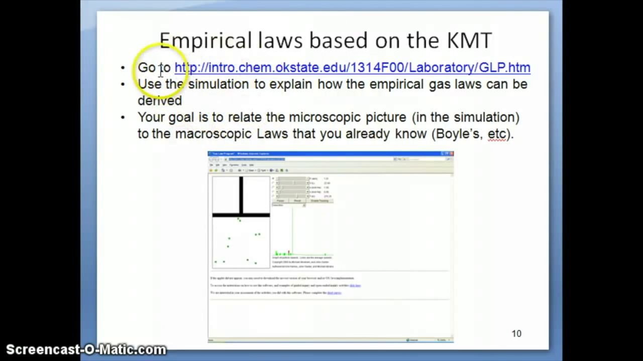Okay, so the particular simulation I want you to try to understand is available from this website from Oklahoma State. You can go there and play with it yourself using your own computer. I'll go through in the video and run through a couple of the setups for the simulation so you can actually see how it's done. The goal here is to use the simulation to explain how we get the empirical gas laws. Why are pressure and volume inversely related and so on, okay? So we want to relate what's going on microscopically in the simulation to the macroscopic laws that we already know, Boyle's law and so on, okay?